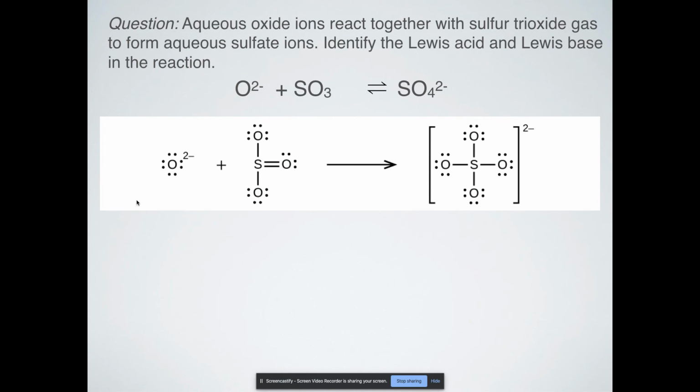But let's take a look, right? So this oxide is going to donate a lone pair of electrons to this sulfur here, and then that is going to create a bond forming our sulfate ion, right? So that means this is our Lewis base because it's the one that is donating the electrons, and then this is our Lewis acid because it's the one accepting those electrons.